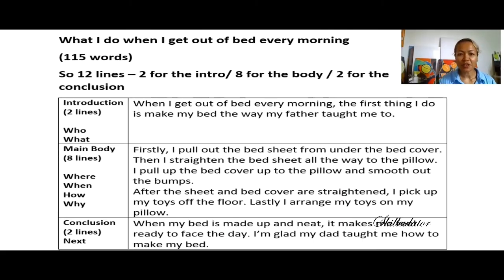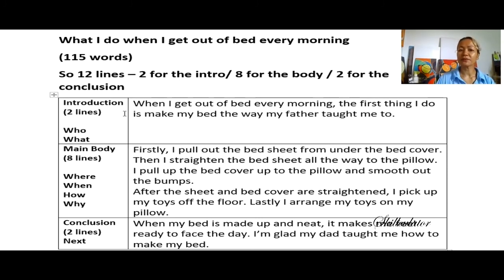Okay, so our picture composition, this is what we end up with, because you couldn't see it clearly when it was written all around that picture. The heading was what I do when I get out of bed every morning. So give your composition a heading. We'd said it was between 100 to 120 words. What we ended up with was 115 words. We used only 12 lines. Well, that was the aim. 2 lines for the introduction, 2 lines for the end, the conclusion, and the rest in the main body.